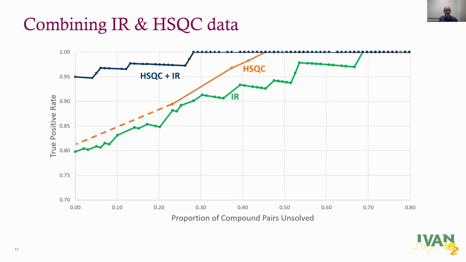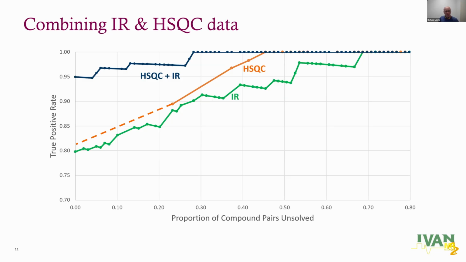So what about the HSQC then? So then it works even better, actually. So it looks like a combination of HSQC and infrared might be a very nice combination of analytical data to use. And we're getting very close to being able to distinguish 95% of all isomer pairs with almost none remaining unsolved. Sorry, at a 95% confidence level where we're right 95% of the time.